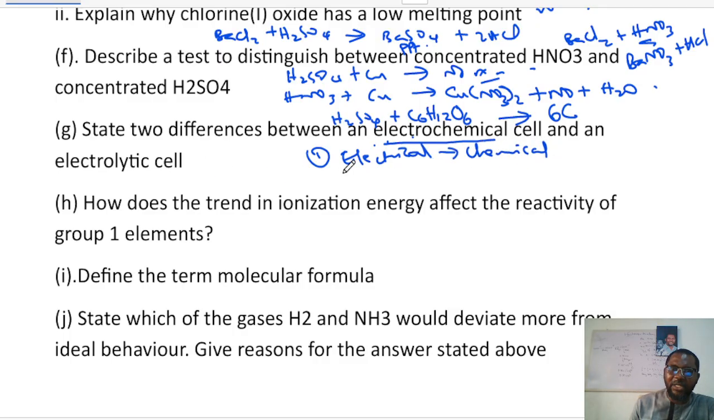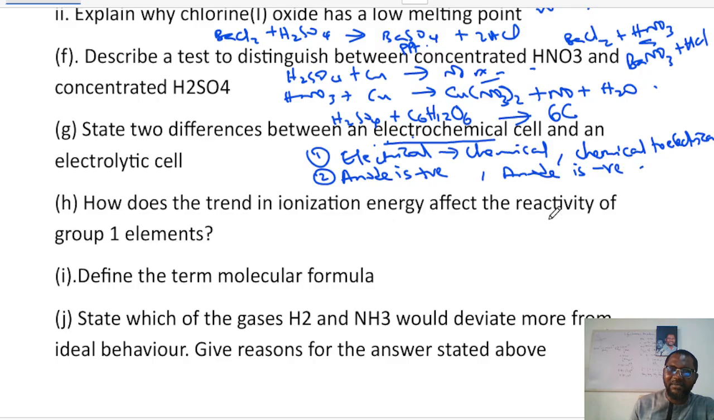Electrochemical cell converts electrical energy to chemical energy, but electrolytic cell converts chemical energy to electrical energy, like a battery. That's number one. Then the second difference is that in an electrochemical cell, anode is positive, but in an electrolytic cell, anode is negative.